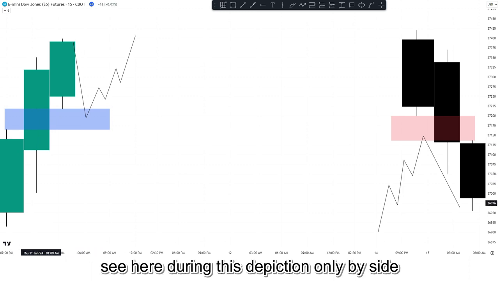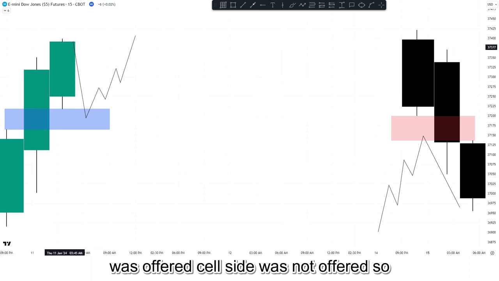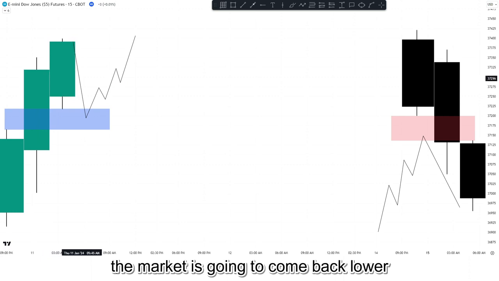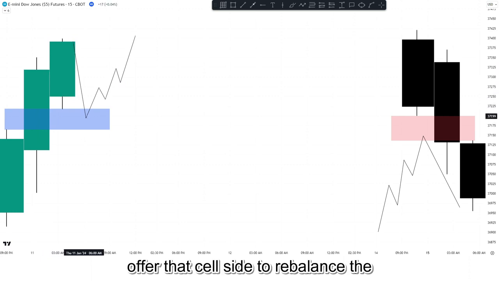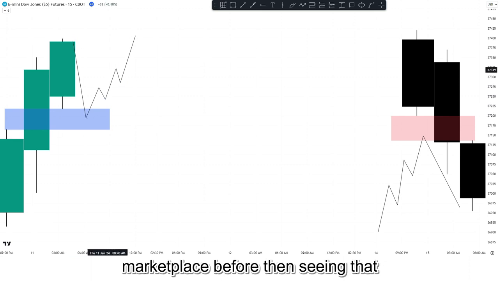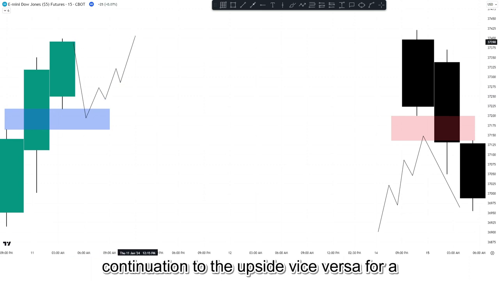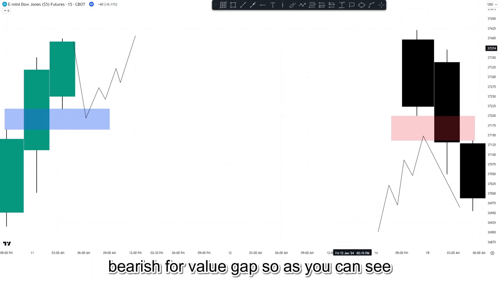As you can see during this depiction, only buy side was offered, sell side was not offered. So the market is going to come back lower, offer that sell side to rebalance the marketplace before then seeing that continuation to the upside. Vice versa for a bearish fair value gap.